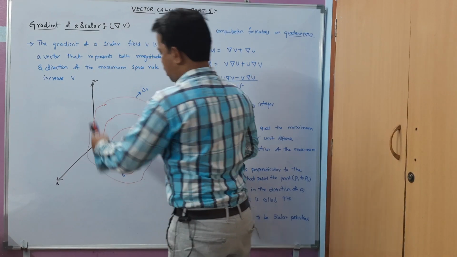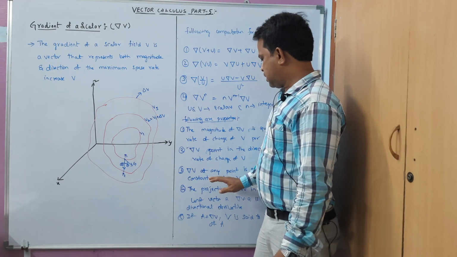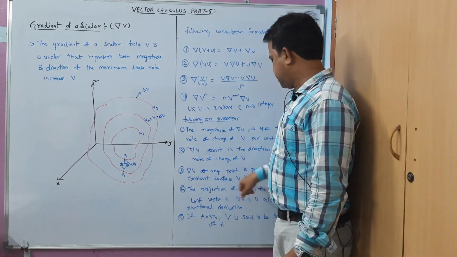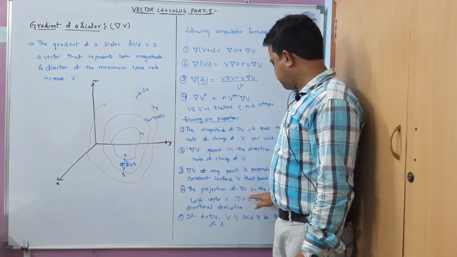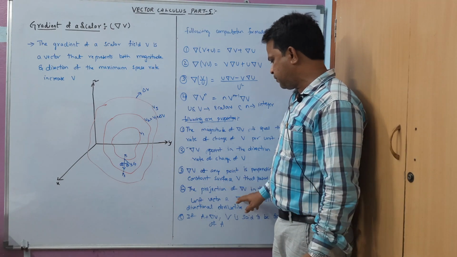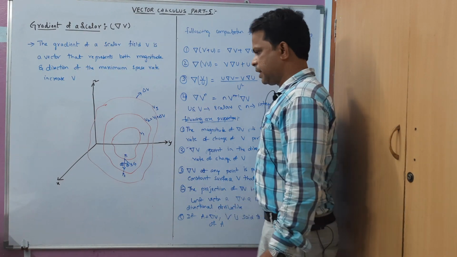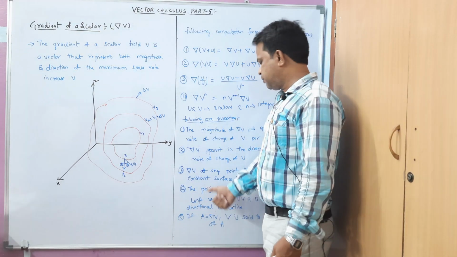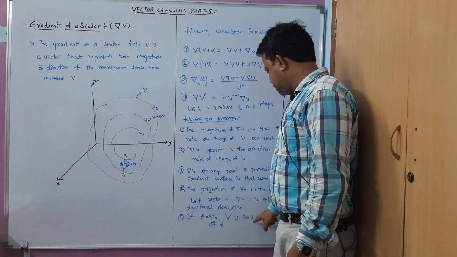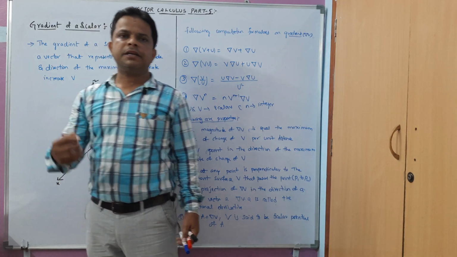So from this diagram all the properties are clear, that is the magnitude and the direction, and del v points perpendicular to the surface, and the projection of del v is in the direction of a unit vector. So if you take del v dot A, where A is any unit vector, then it is called the directional derivative. And finally, if A is equal to del v, then V is said to be the scalar potential of A. So this is about the gradient of a scalar V.